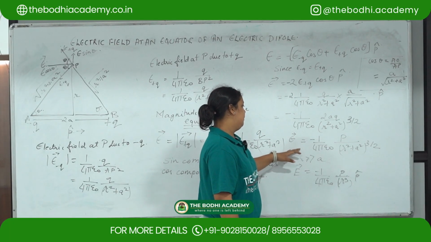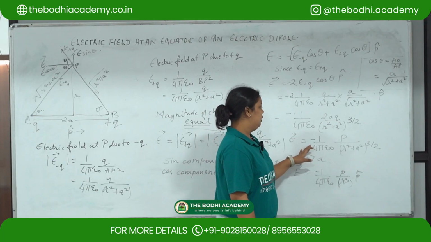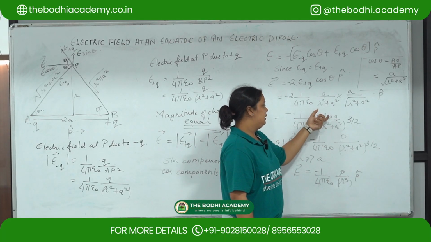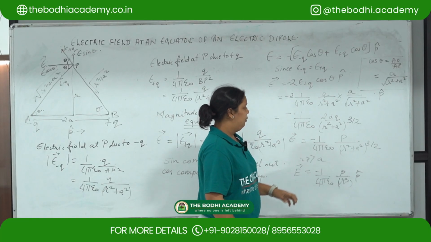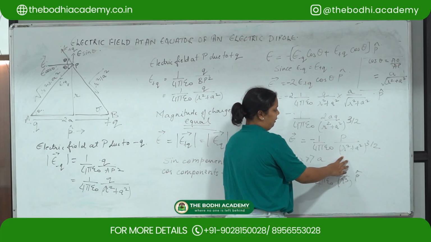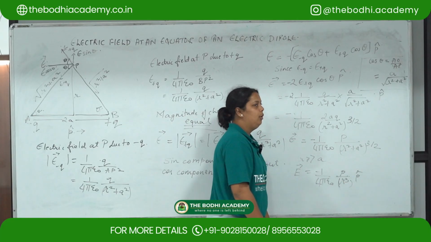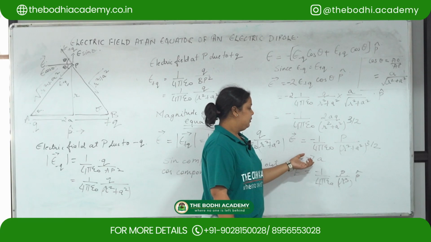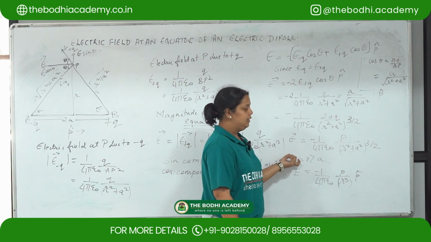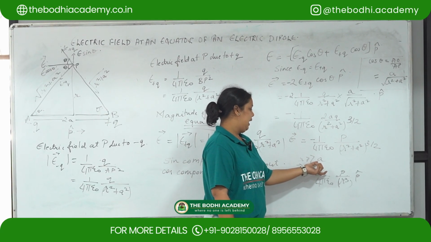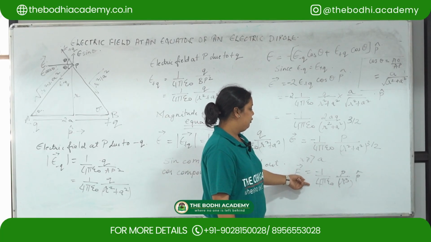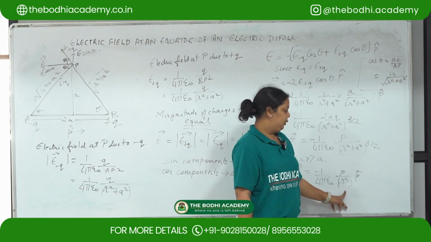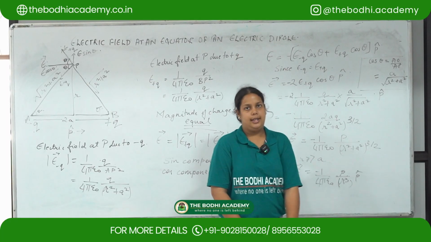So, that will give us E equal to 1 upon 4 pi epsilon naught p upon r square plus a square raised to 3 by 2. Why p? Because 2aq is the formula for dipole moment, that is p. Now for short dipoles, the a will be neglected because the distance is much more compared to the length of the dipole. So that will be 1 upon 4 pi epsilon naught, the a will not be considered, so that will be p upon r cube. So that is the derivation.